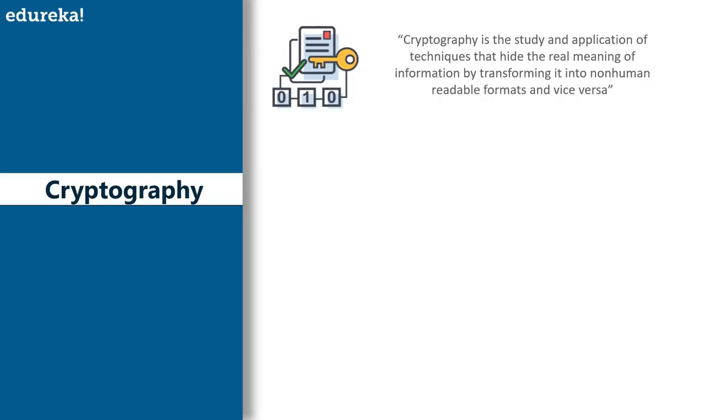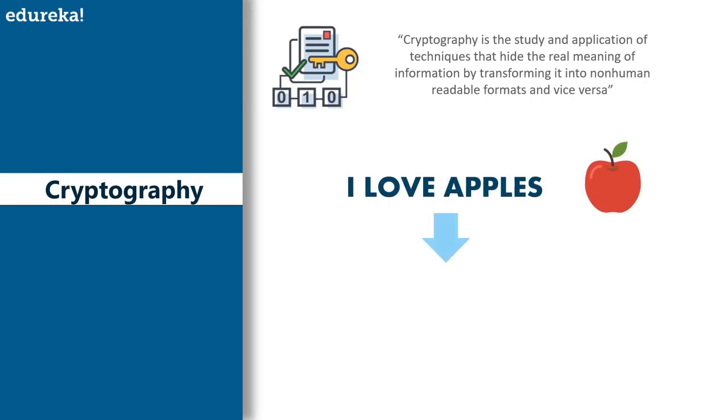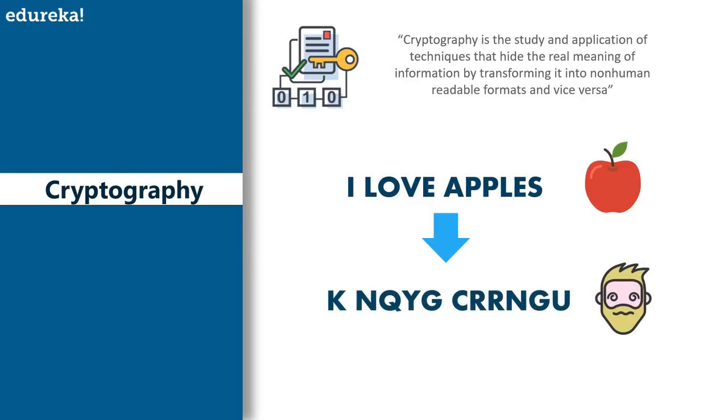So let me just try and illustrate how cryptography looks like. Suppose we have some text that says I love apples. Now, if you were to use some cryptographic algorithm that encrypts this text by shifting the letters by 2, it would look something like this. So I would turn into K, and L would turn into N, O would turn into Q, V into Y, and you would have what we call in the computing world ciphertext.